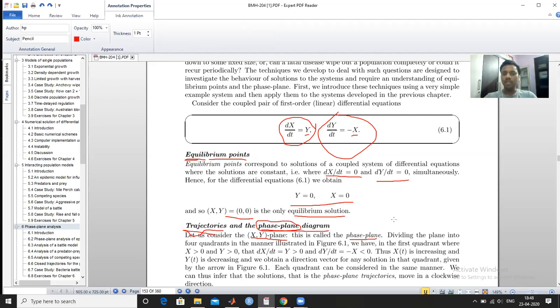We have already discussed that if we eliminate the variable time t from these two equations and get a single equation, and we plot between x and y, then that plane is known as the phase plane. Eliminating t gives a relationship between x and y, and if you plot those curves on the xy plane, those curves are known as the phase plane trajectories. That's clear.